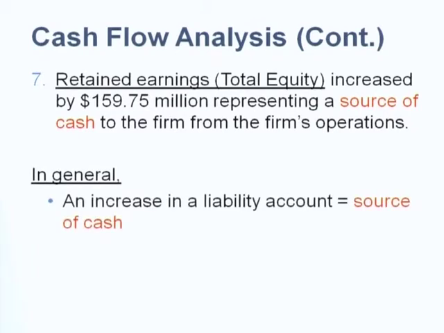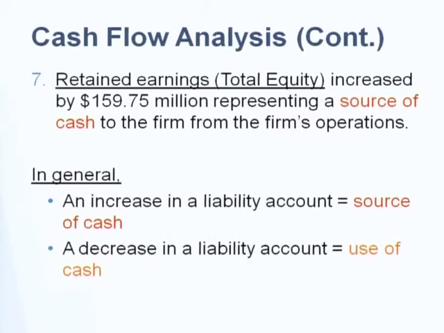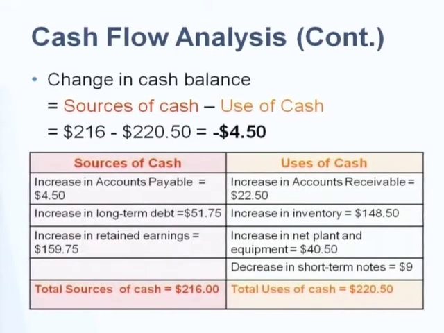So in general, an increase in a liability account, anything that increases from liability, means source of cash. A decrease in a liability account means use of cash. If we put all of the sources of cash that we mentioned earlier together: increase in accounts payable, increase in long-term debt, increase in retained earnings, those are all sources of cash. We get total source of cash of 216, right?